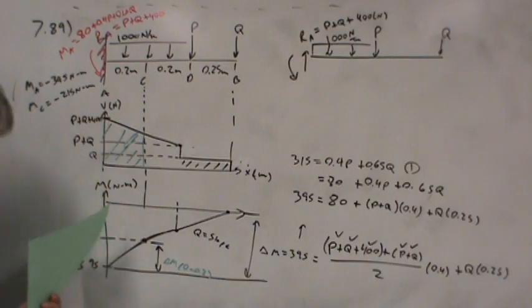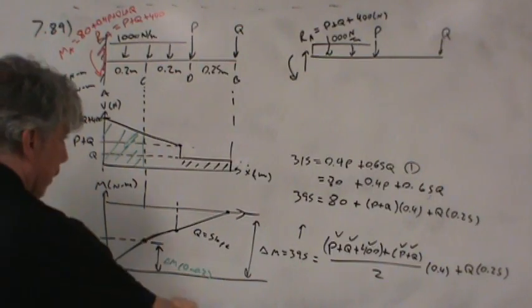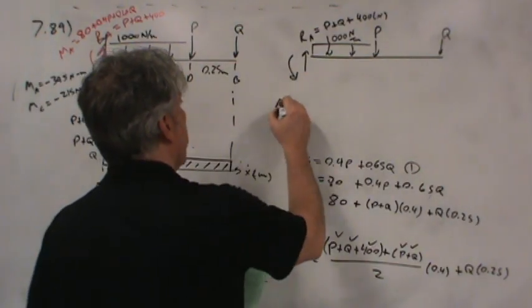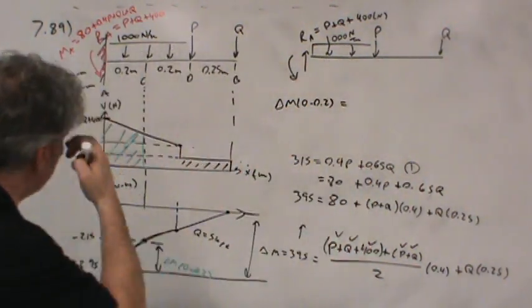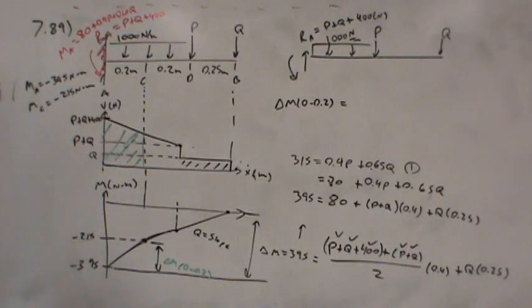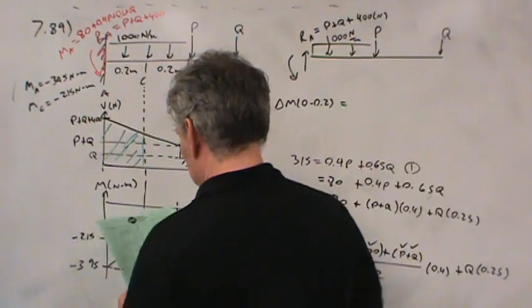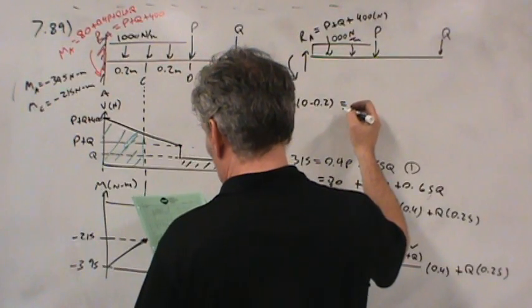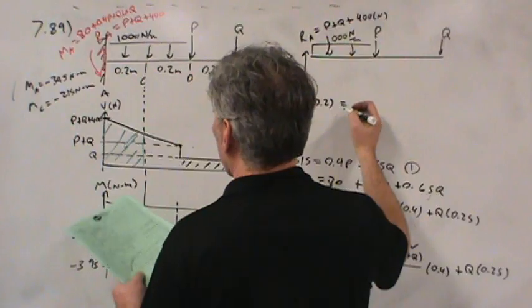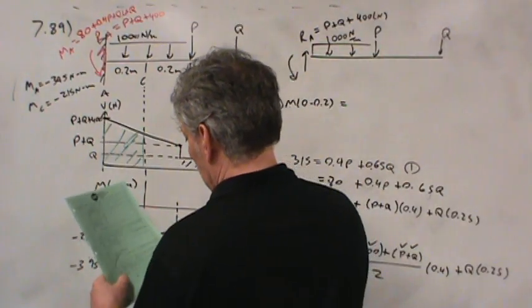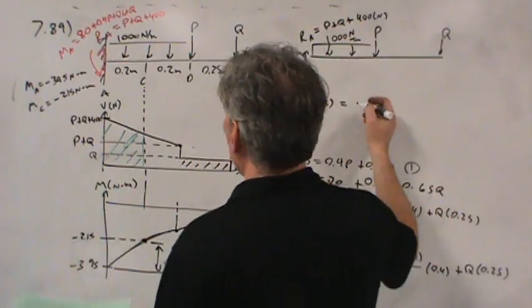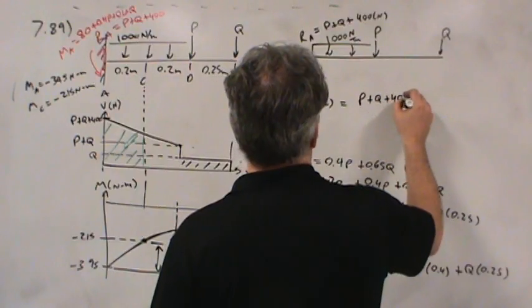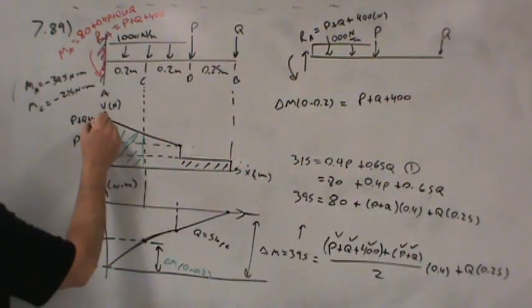It would help if I put the right pen colors on that. Well, we should be able to figure that out. The change in moment from 0 to 0.2 should just be this area. Well, how much area is that? Let me write it all out for you. So I guess I didn't write it all out on my paper. I must have been working on another sheet or something. Anyway, it'd be P plus Q plus 400. That's the value of the shear here.